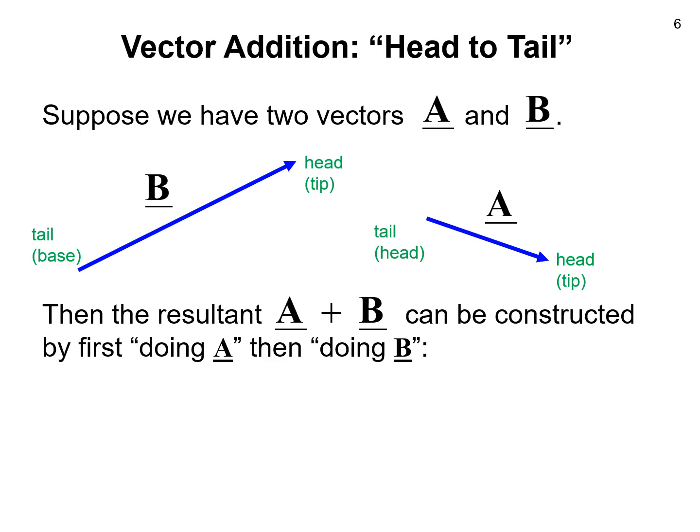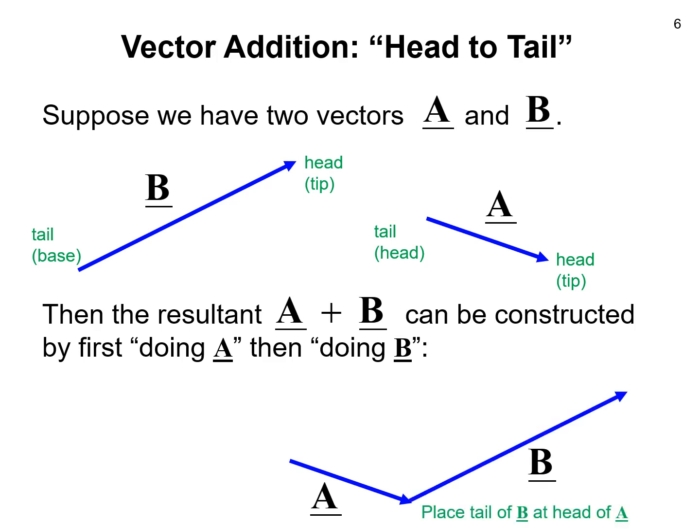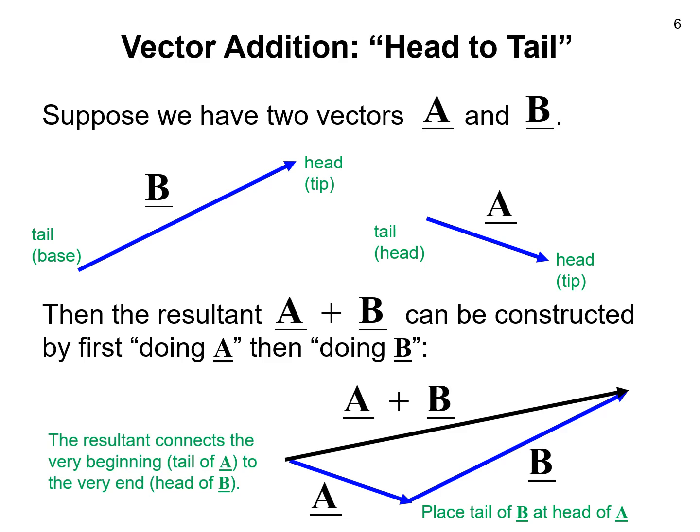And so head to tail means, let's say I draw the vector A. I'm then going to draw the vector B, starting at the head of vector A. So I'm going to place the tail of B at the head of A, and then the resultant means go from the very beginning to the very end, or A plus B. It means I'm going to connect the very beginning of what I drew, meaning the tail of A, to the very end of what I drew, meaning the head of B.